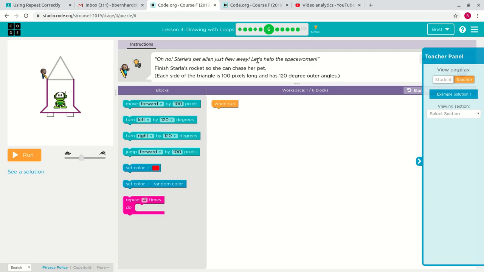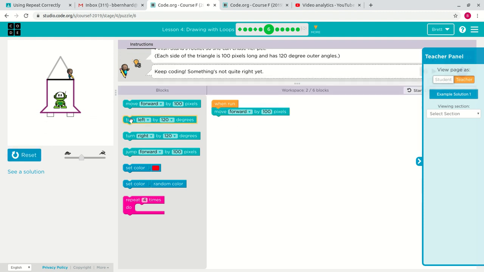Moving on. Number 6. Okay, we're getting a little more complicated here. Oh no, Starla's pet alien just flew away. Let's help the space woman finish Starla's rocket so she can chase her pet. Each side of the triangle is 100 pixels long and has 120 degree outer angles. So I think we're going to start by moving forward, don't you think? By 100 pixels. Yep, that looks good. Now we're going to turn left.